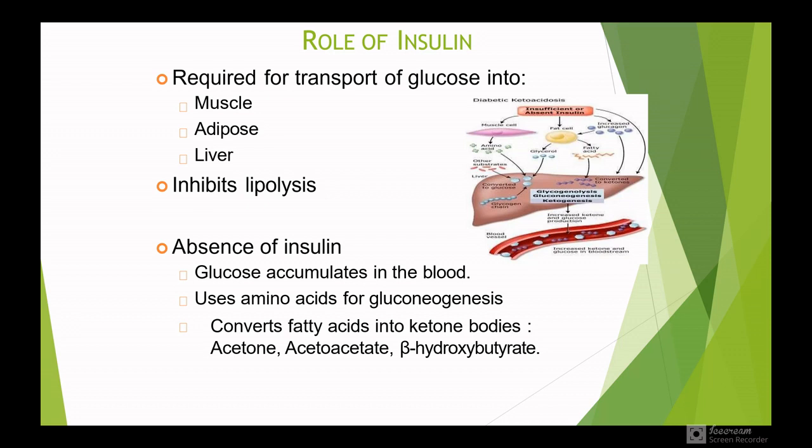Now we can see the role of insulin in DKA, because insulin transports glucose into muscle and adipose tissue, and it also inhibits lipolysis. Absence of insulin leads to glucose accumulating in the blood, use of amino acids for gluconeogenesis, and conversion of fatty acids into ketone bodies, acetone and acetoacetate. So you can see ketone bodies in the blood and urine in a DKA patient.